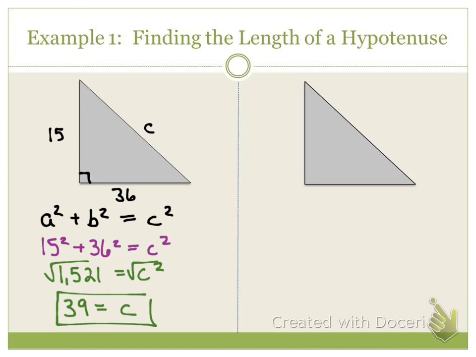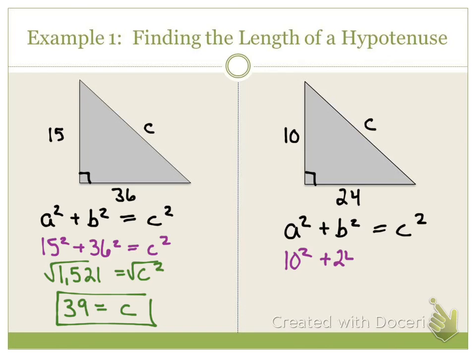All right, we've got 10, 24, and C. Go ahead and solve the second one. All right, so we've got a squared plus b squared equals c squared. Have to write our formula as our original. What's my value for a? 10 squared. What's my value for b? 24 squared equals c squared. What's 10 squared plus 24 squared?